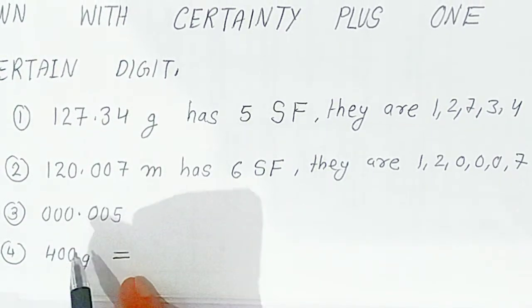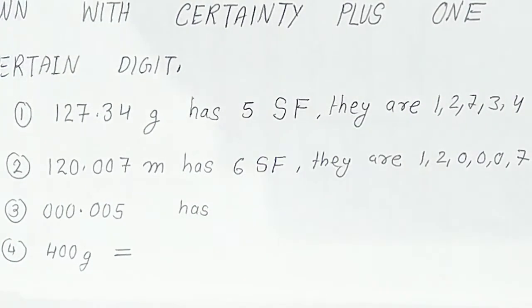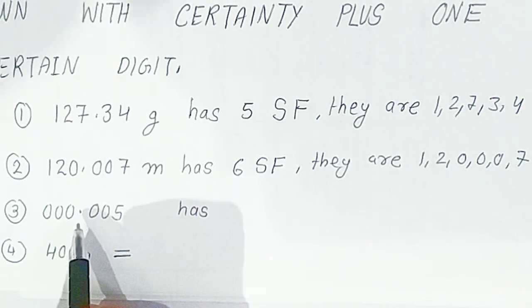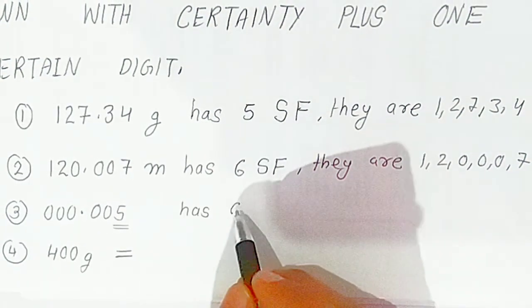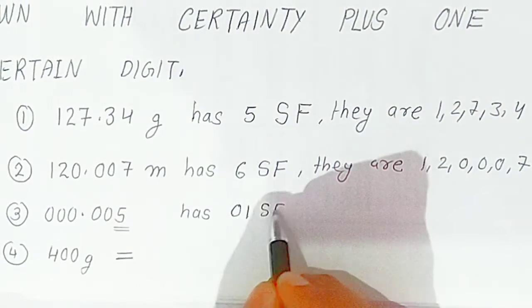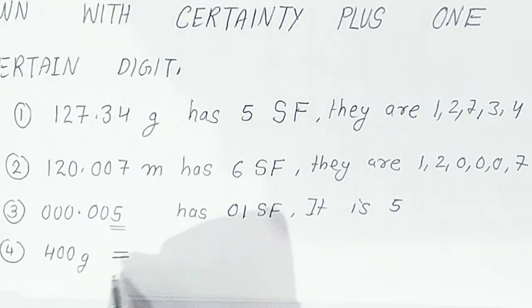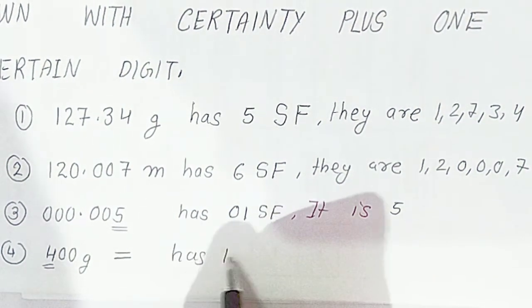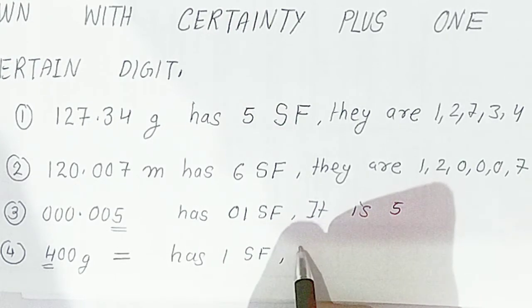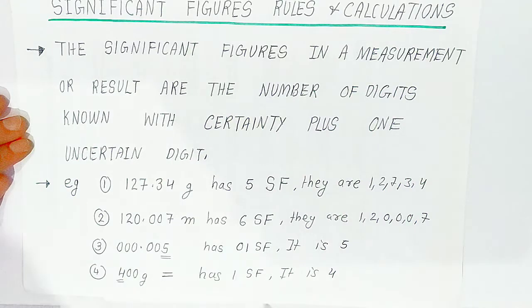Now here students, how many significant figures does it have? When you see 0.005, how many significant figures will it have? This is very simple students, it has only one significant figure, that is 5. Now here also, 4 is the significant figure. It has one significant figure, and that is 4. So this way students we can find out the significant figures.